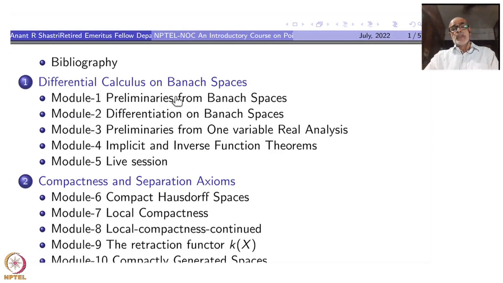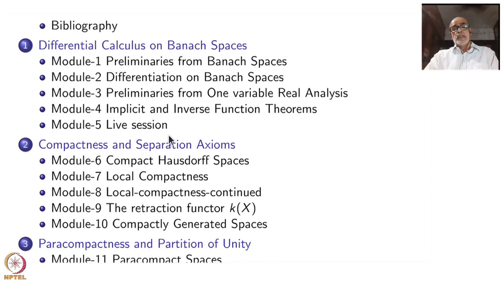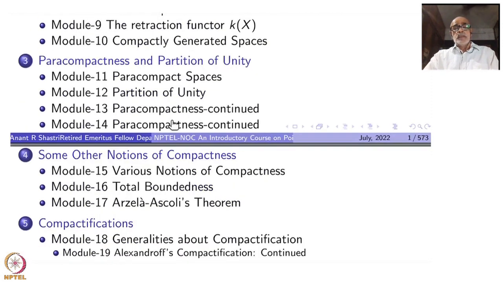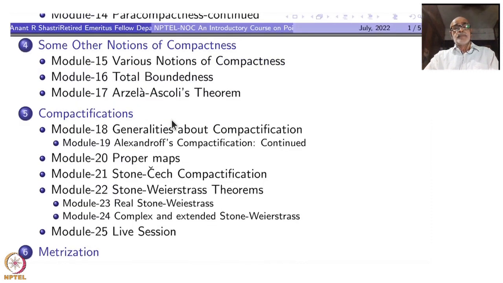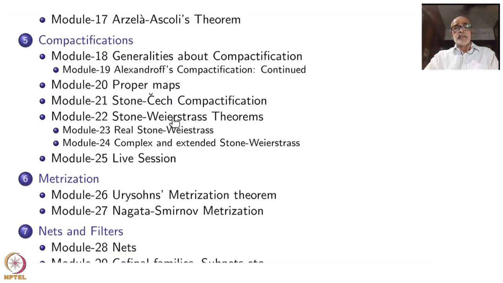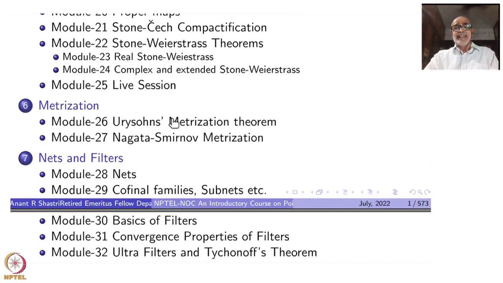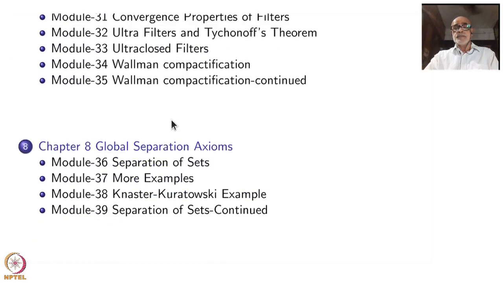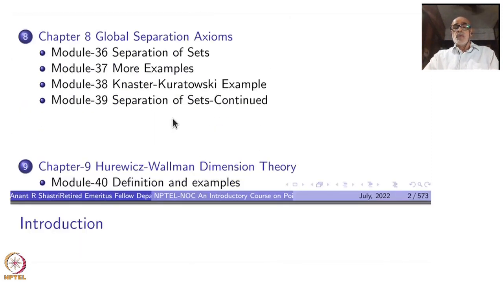Chapter 1 is on differential calculus on Banach spaces, then compactness and separation axioms, paracompactness and partition of unity, other notions of compactness, compactification, metrization, nets and filters, and global separation axioms, and then Hurewicz-Wallman dimension theory, and one more chapter, not shown here unfortunately, a very important chapter: manifolds.